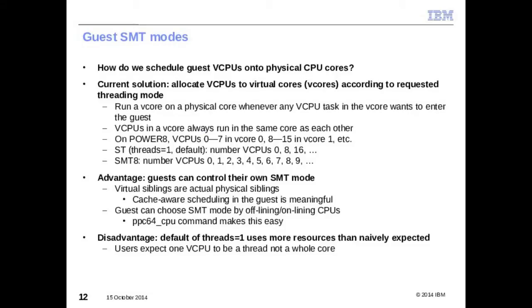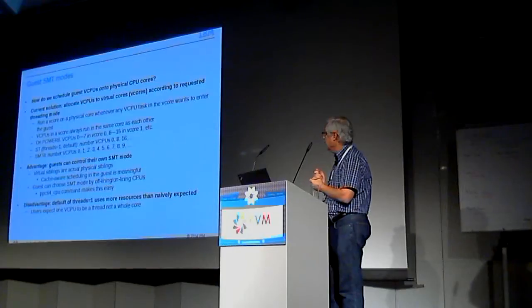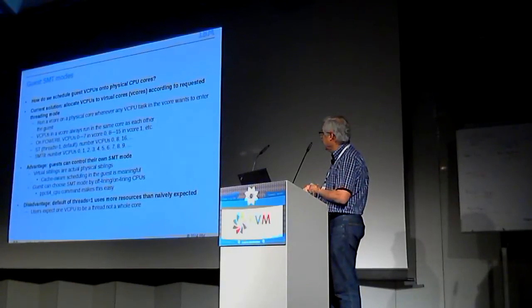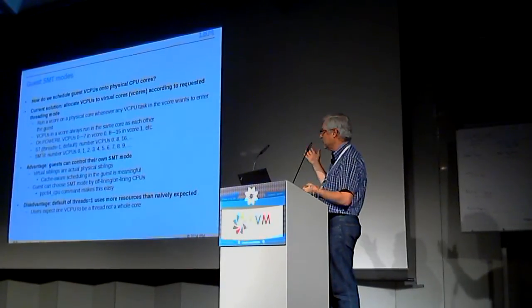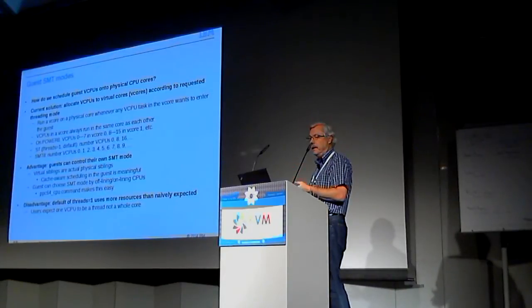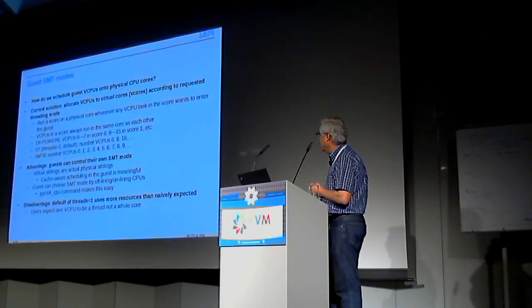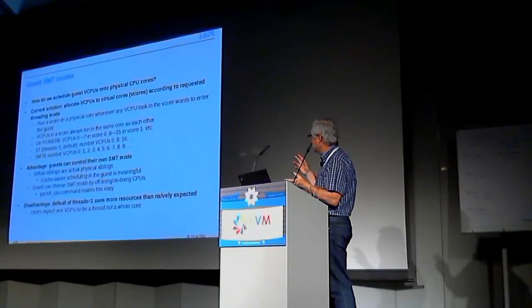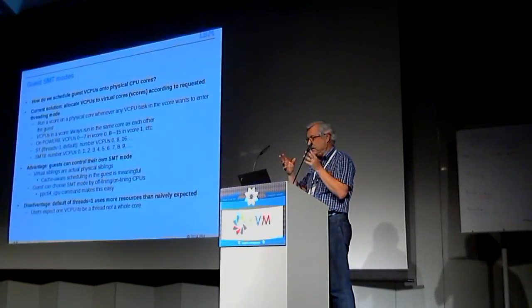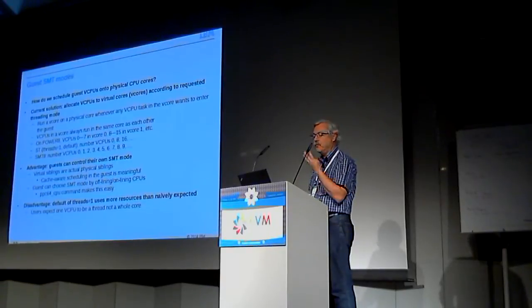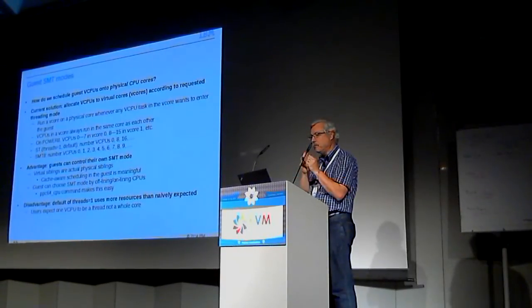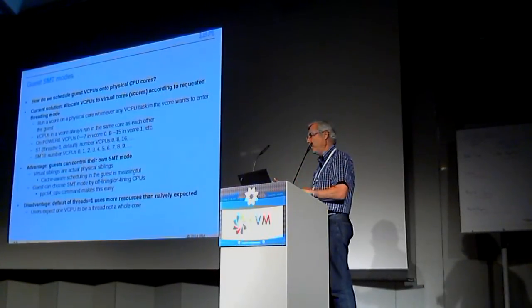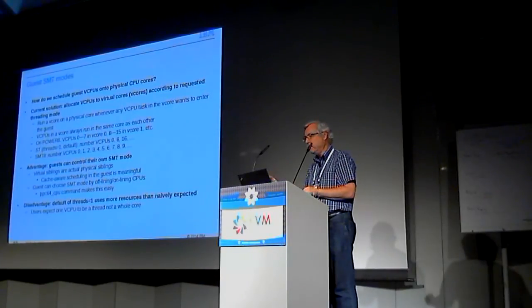Then a related thing that we have is the guest SMT modes, and this relates to the threads equals n parameter in libvirt and on the QEMU command line. What we do at the moment is that we say, for instance, if it's SMT4, the first 4 vCPUs are 1 virtual core and they will always run together, and the next 4 are another virtual core and they will always run together.